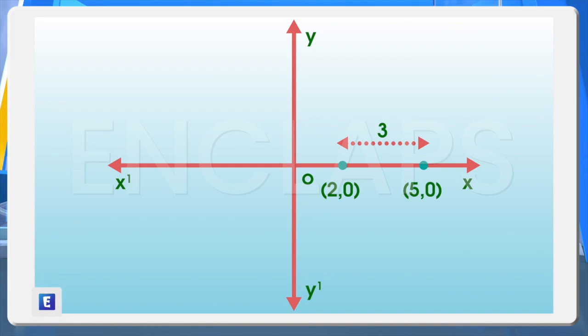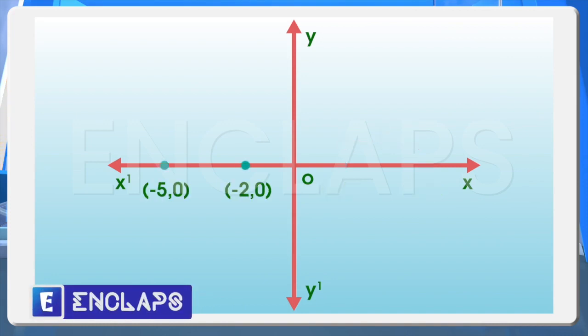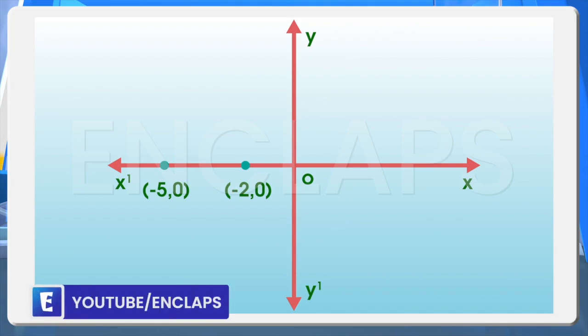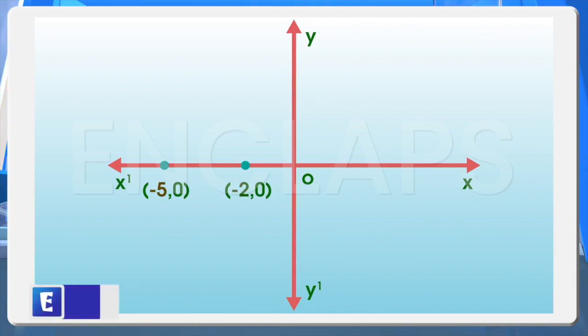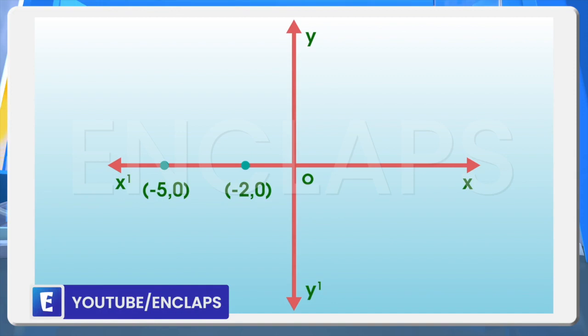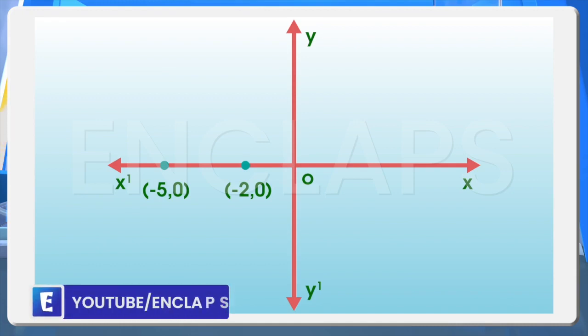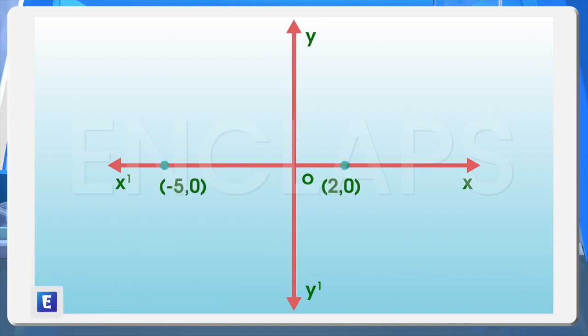Look at the next picture. The 2 points given here are to the left of the origin. What are they? Minus 2, 0 and minus 5, 0. The distance from the origin to the first point is 2 and the distance to the second point is 5. The distances to the left are denoted by negative, so the distances to the points can be minus 2 and minus 5. Therefore, the distance between the points is minus 2 minus minus 5 equals minus 2 plus 5 equals 3. Then, how to find the distance between the points on either side of the origin?